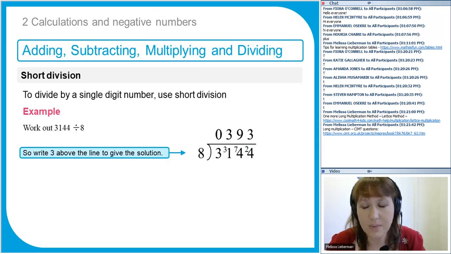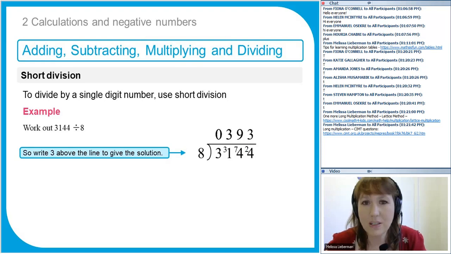It goes 3 times. Now, what about if it doesn't divide exactly? There's several different ways of dealing with this. If it doesn't divide exactly, sometimes it depends on the problem that you're trying to solve, whether you write the remainder as a decimal or a fraction. But we'll go into examples like that later in the course.